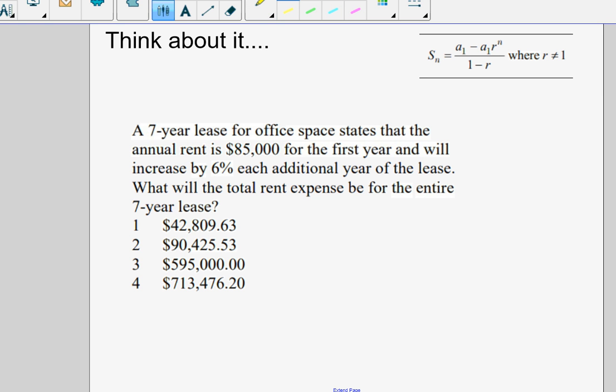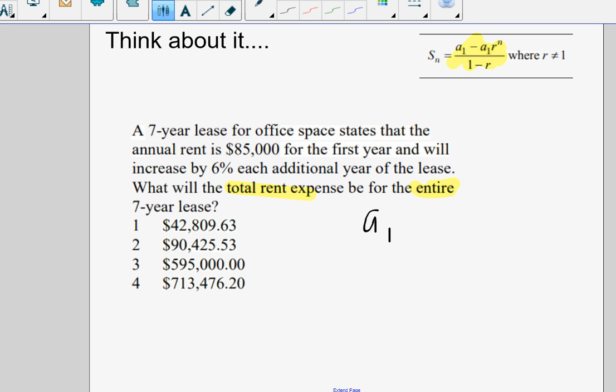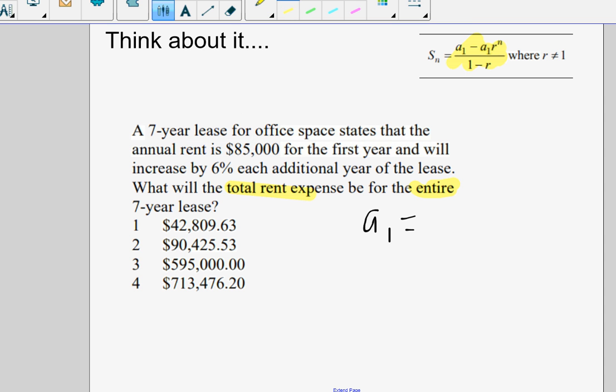And of course, the big word that jumps out is the total rent expense, not the rent expense for year 7, but for the entire 7-year lease, meaning we're adding up the first year plus the second year, plus the third year, plus the fourth year, all the way up to the 7th year. So we're going to plug into this series formula, which means that we need to find our a sub 1, which is going to be that initial value or that first year. So we've got that right here. The first year is $85,000.